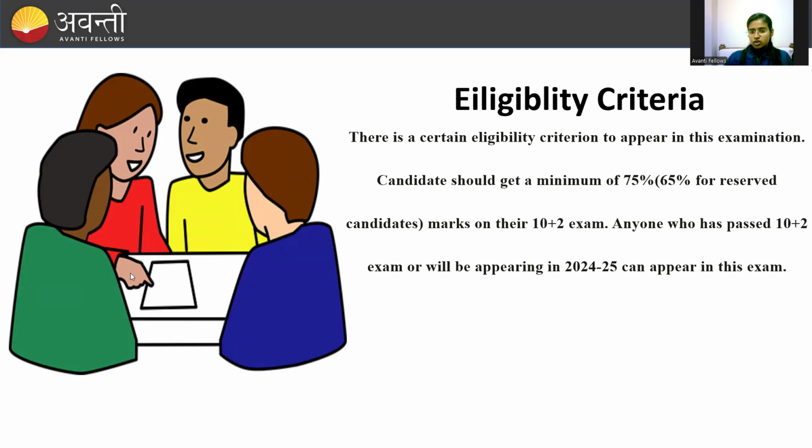Got it? So in your 2024 to 2025 batch, this is the eligibility criteria. All of you would be falling in this category. I think so. Okay, there won't be any issue here.